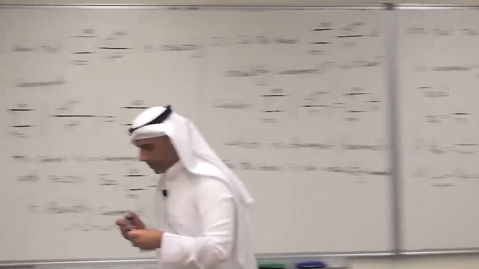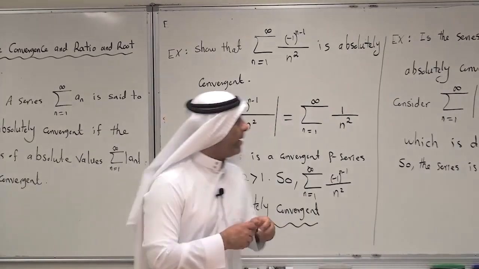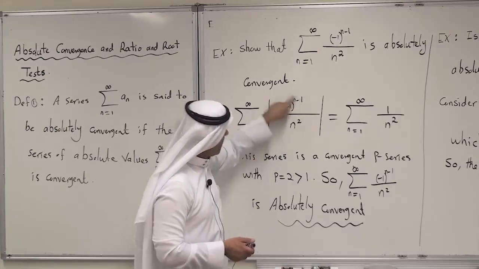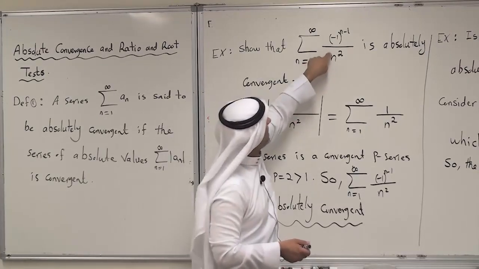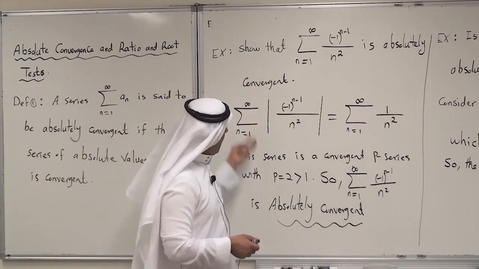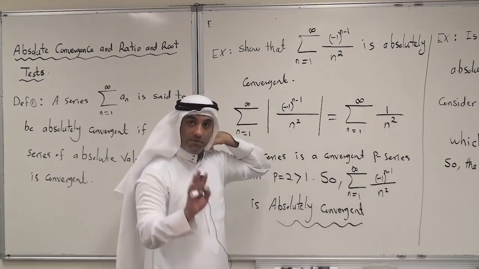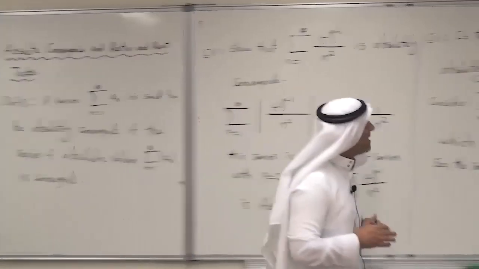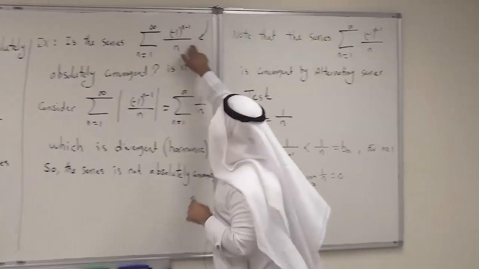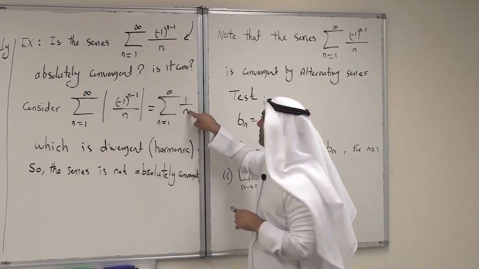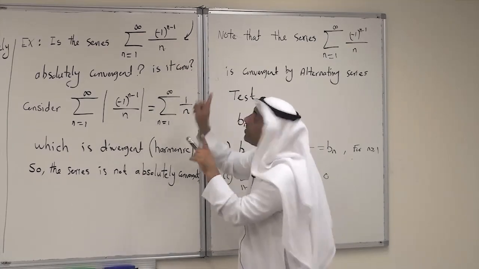So, you can see now we have an example where the series is convergent. You can prove this is convergent by the alternating series test. After taking absolute value, if it is still convergent, we call it absolutely convergent. For the second one, the series is convergent, but once you take absolute value, you end up with a divergent series. So this series is not convergent absolutely.